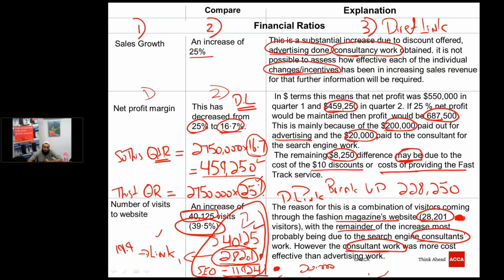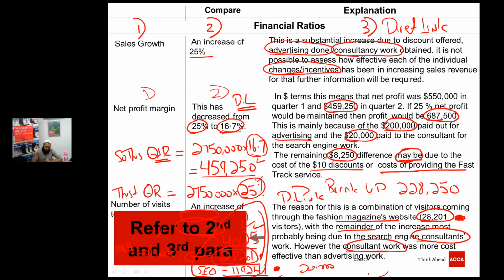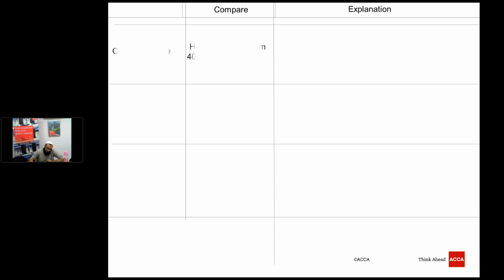Got it, guys? Okay. I'm sure you like the way I'm quantifying, but don't be tensed. If you cannot quantify, just write the direct reasons from the scenario. Now let's move on to the next and few remaining ones. Conversion rate gone down from 40 to 35.